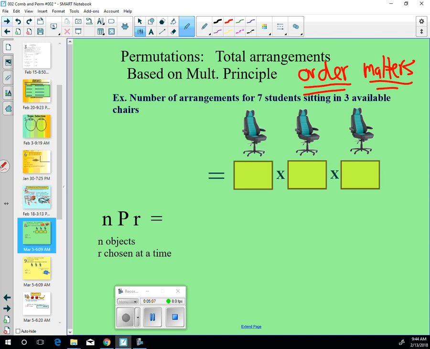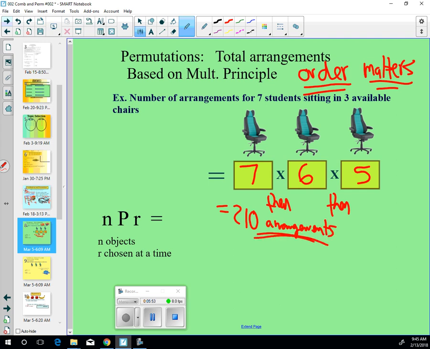So the number of arrangements of 7 students sitting in 3 available chairs. So you have 7 students. How many students can sit in the first chair? 7. Then, see how this comes to play? Then, how many are left to sit in this chair? 6. Then, how many are left to sit in this chair? 5. So if we want to know how many arrangements of 7 students in 3 chairs, it's going to be 42 times 5, or 420 divided by 2 is 210 arrangements.